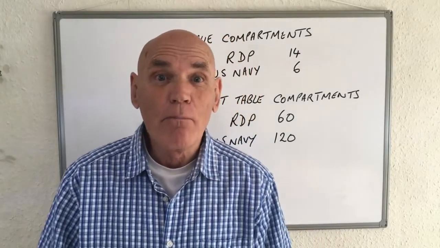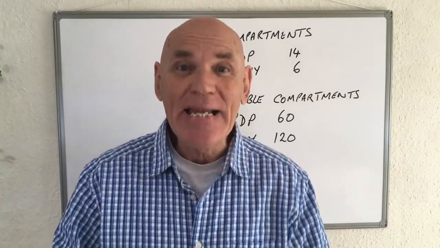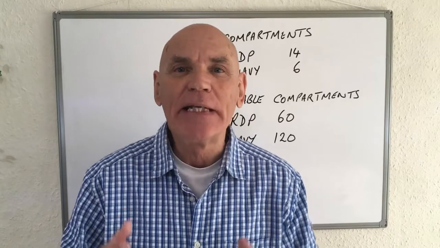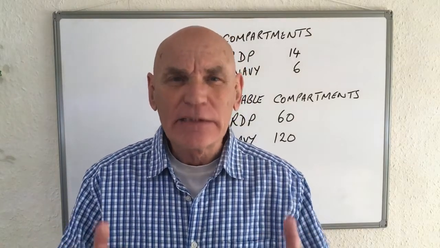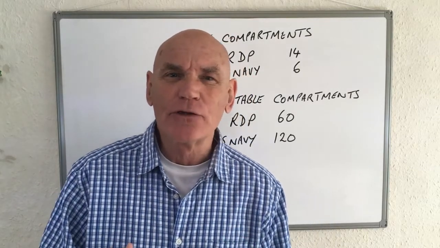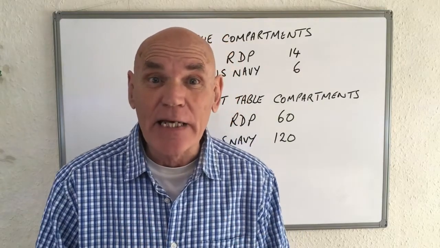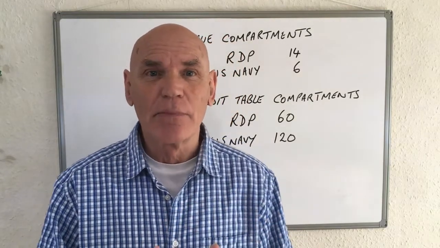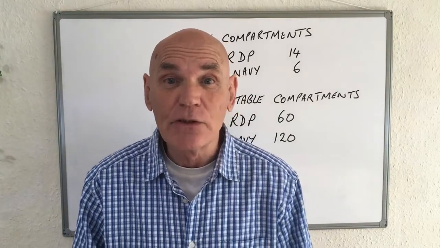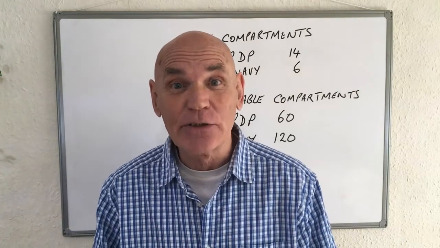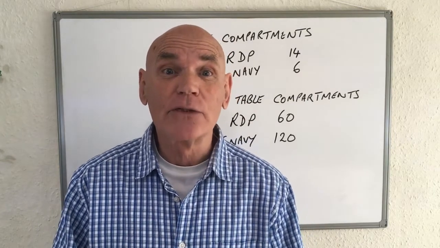Let's move on to some more popular questions. I don't think that there is a PADI exam paper anywhere that doesn't have questions about how many tissue compartments were used to form the RDP. There's 14. Now, different tissues in our body absorb nitrogen at different rates. The older military tables, like the US Navy tables, was based on 6 compartments. So you definitely need to remember that there are 14 tissue compartments for the RDP and 6 tissue compartments for the US Navy tables.